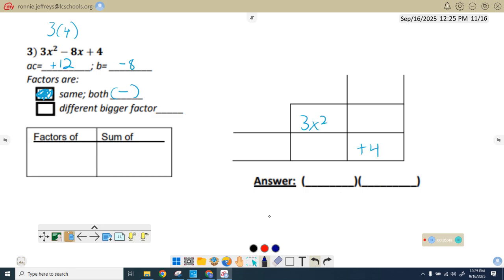All right. So the factors of 12 that give us 8. You know, there's lots of factors of 12, but they should be negative 2x and negative 6. The biggest thing, this is a 1. Oh, got to take out a negative. Okay.